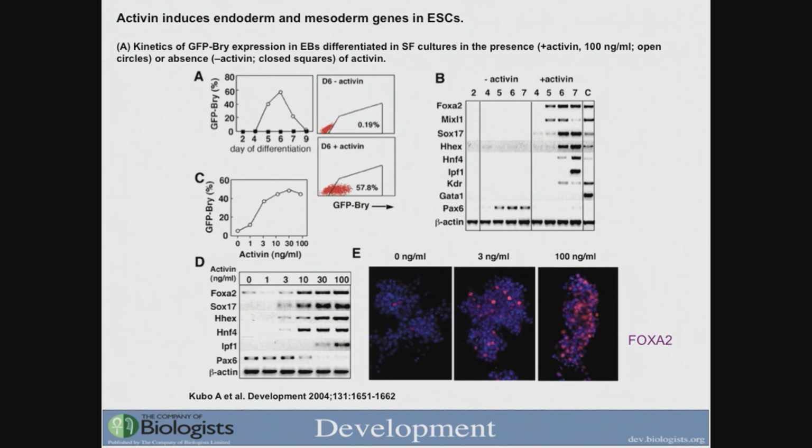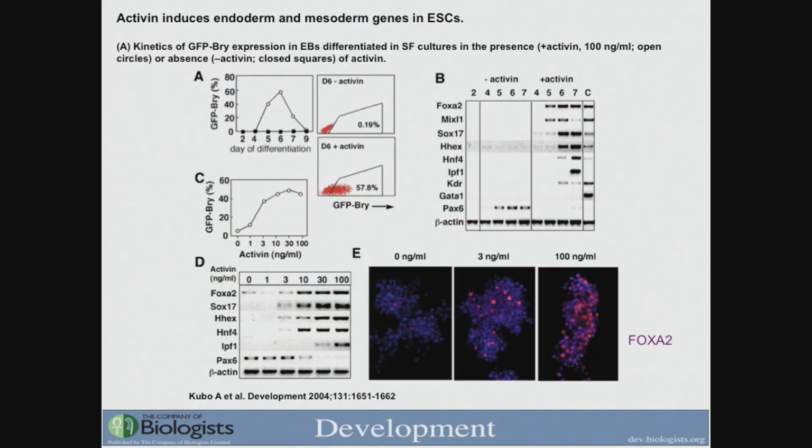This is a busy slide, but I'll just break it down, and I'll ask you just to not look at anything yet, and I'll explain what they did. So this is from, I think it was 2004, Kubo et al. It's basically the seminal paper describing that you can actually derive mesoderm and endoderm from, in this case, mouse embryonic stem cells. And so they generated this mouse reporter line.